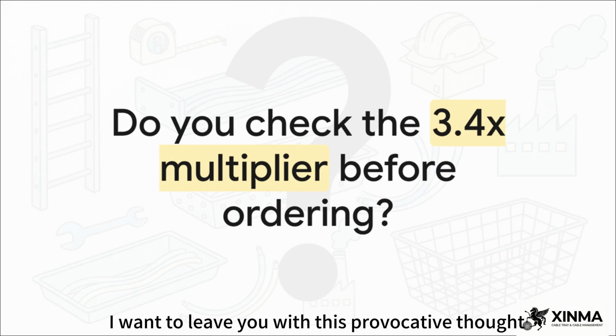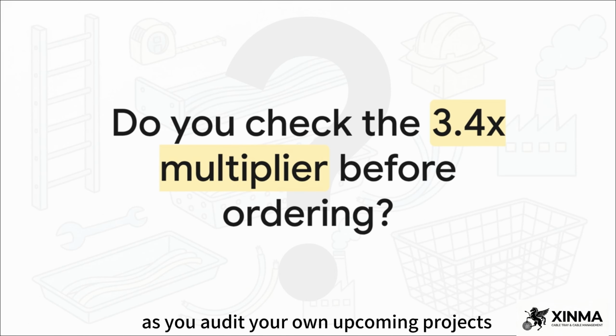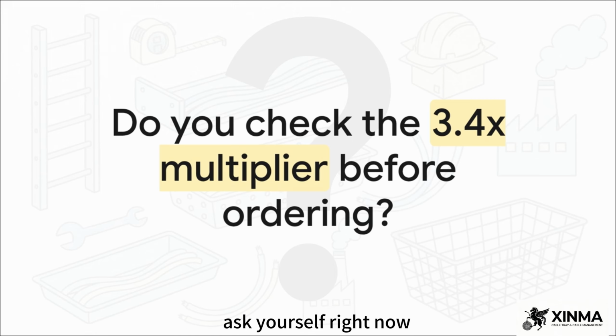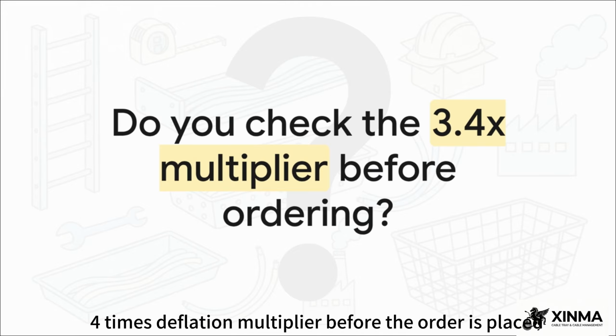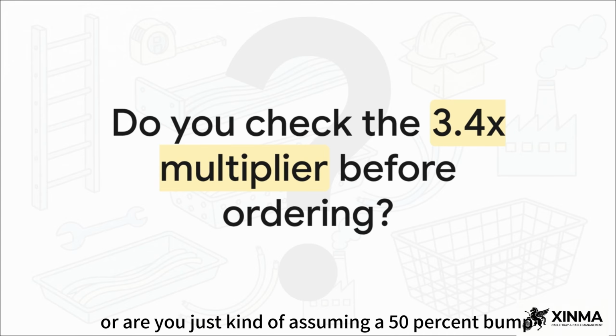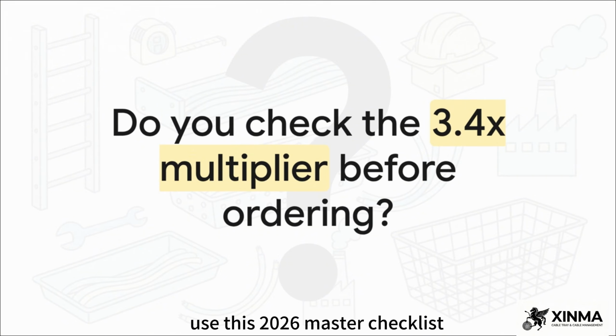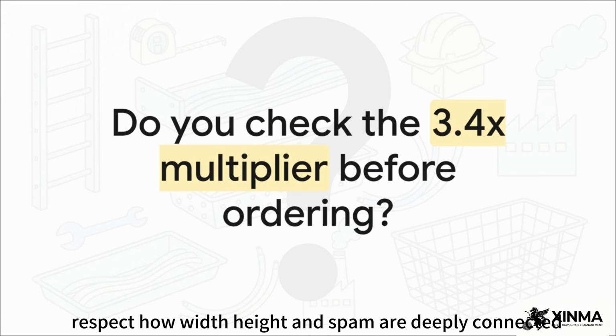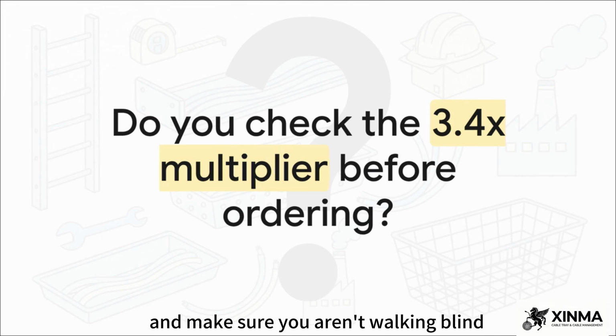I want to leave you with this provocative thought as you audit your own upcoming projects. Ask yourself right now, does your current procurement process rigorously check that 3.4 times deflection multiplier before the order is placed? Or are you just kind of assuming a 50% bump and crossing your fingers? Use this 2026 master checklist, apply the 5-step workflow, respect how width, height, and span are deeply connected, and make sure you aren't walking blind into a completely avoidable mid-construction disaster.